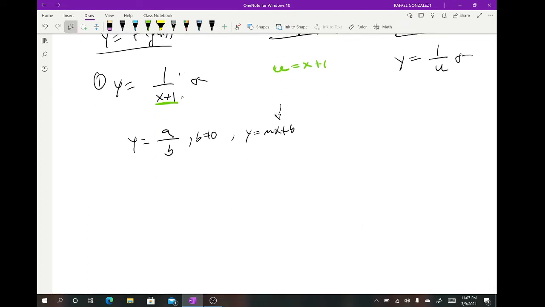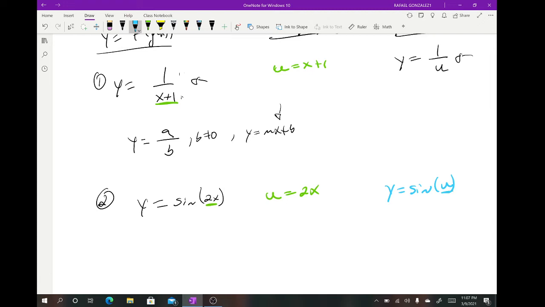Let's do another one. What about y equals sine of 2x? This one is a little bit easier to see because the inner function is simply the linear function 2x. So the inner function here, u, is going to be equal to 2x. That's a linear function. And the outer function is just simply equal to y equals sine of u.